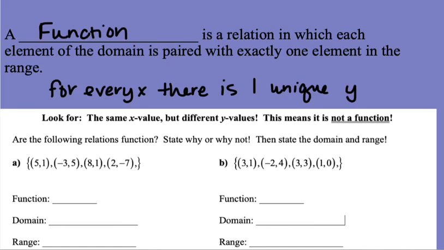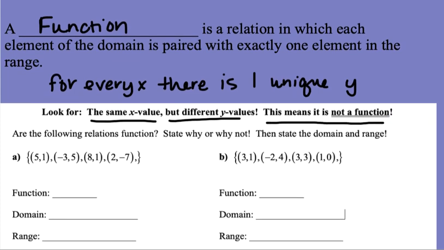So what should you look for if you're trying to determine if something is a function? Well, there's lots of ways to do it. If I'm given just a relationship, so a list of coordinate points or ordered pairs, I want to look for the same x value but different y values. If you get that, it means it's not a function. Then I'm going to show you how to state the domain and the range.